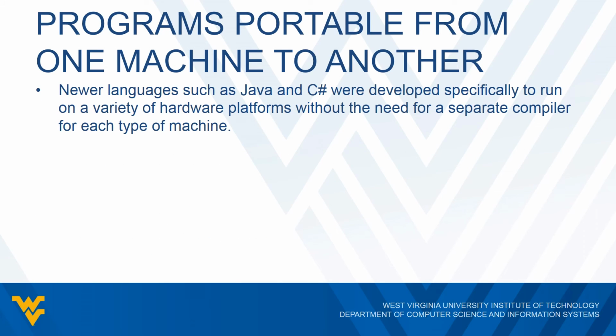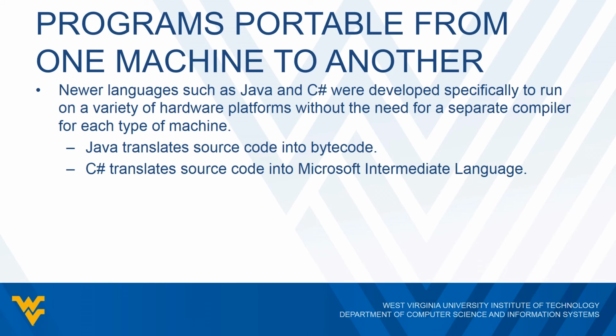Newer languages such as Java and C# were developed specifically to run on a variety of hardware platforms without the need for a separate compiler for every single machine. So a compiler for Java or C# would translate the source code program into a very low-level code. In Java, this would be bytecode. So we translate the source code into what we call bytecode. And in C#, we would translate the source code into the Microsoft Intermediate Language.